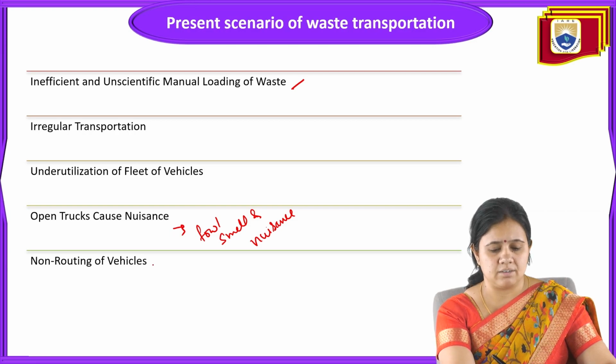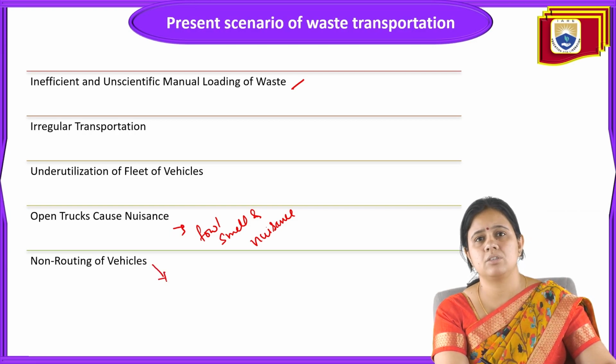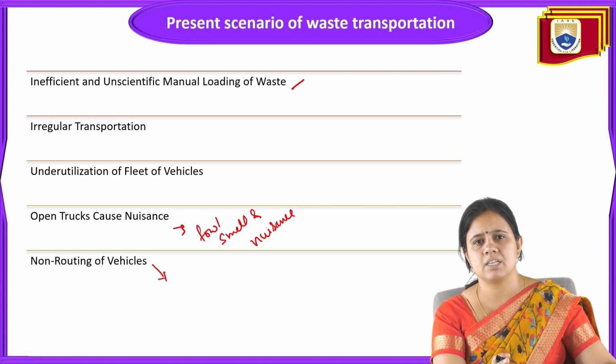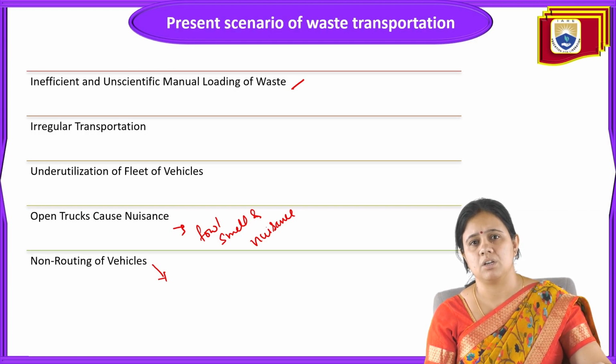Non-routing of vehicles is there. Non-routing of vehicles means too many U-turns, or the vehicles going onto highways, where other vehicles move at high speed. So these are the five important points related to the present scenario of waste transportation.